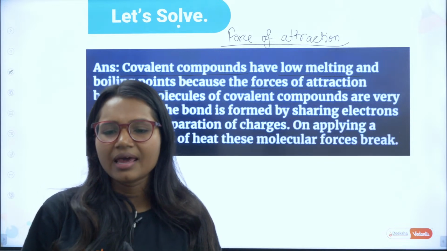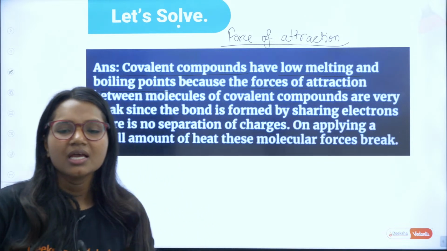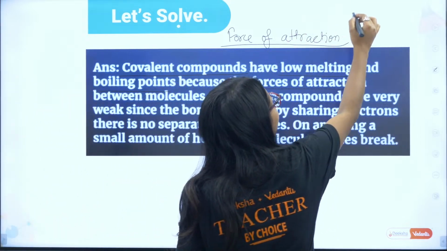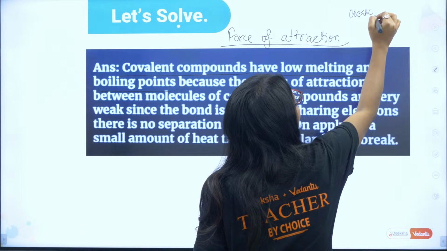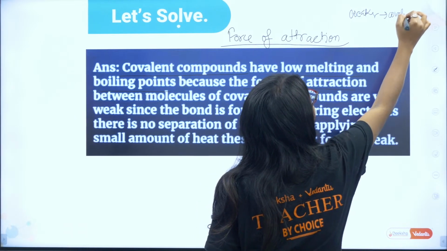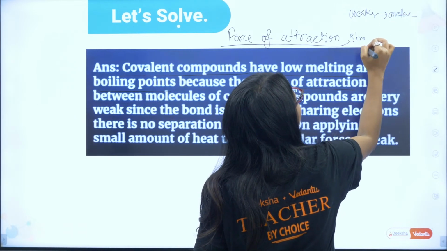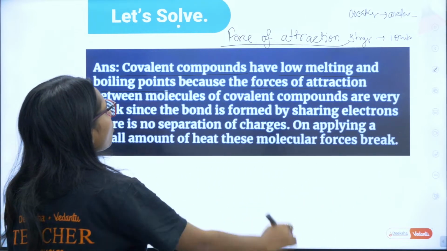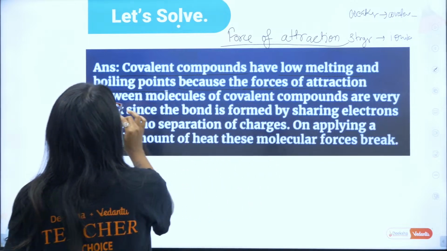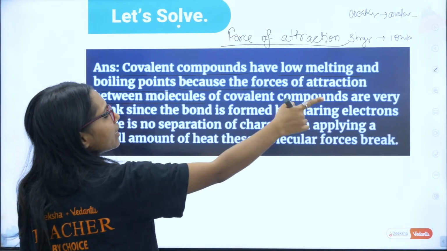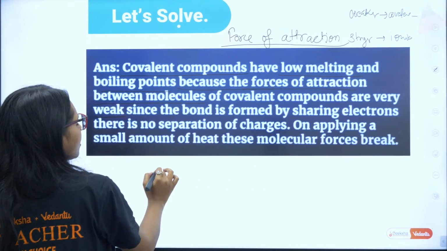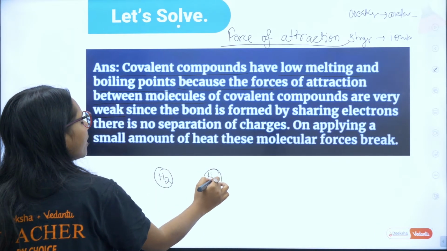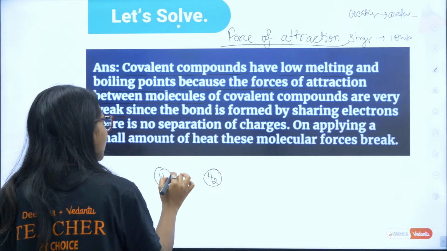Yes, ionic. Correct. Absolutely correct. So the correct answer is ionic. Yes. So force of attraction is weaker in covalent bonds and stronger in ionic bonds. Very good. Because the force of attraction between molecules of a covalent compound is very weak. One covalent compound, for example, H2. Another covalent compound, for example, H2.